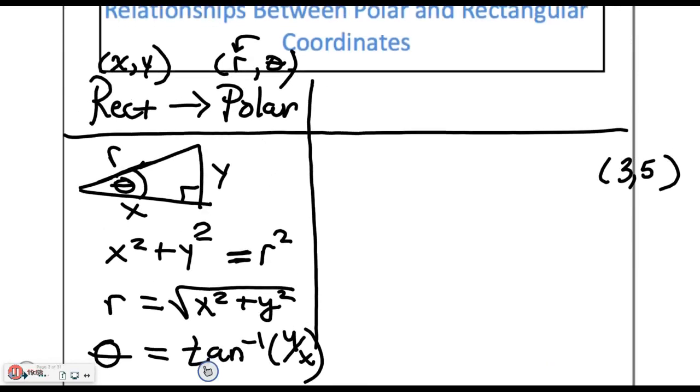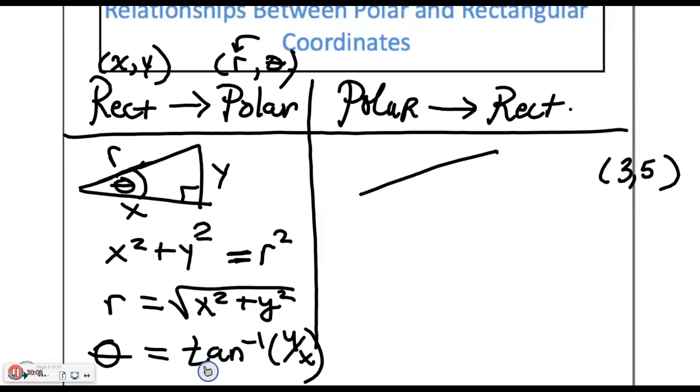Going the other way, if you know polar, how could we get back to the rectangular? Well, we're going to draw that same picture. And on this picture, we're going to say now we know the r and the theta. And I'm going to use two different colors. So those are the things you're given, and you want the x and the y.